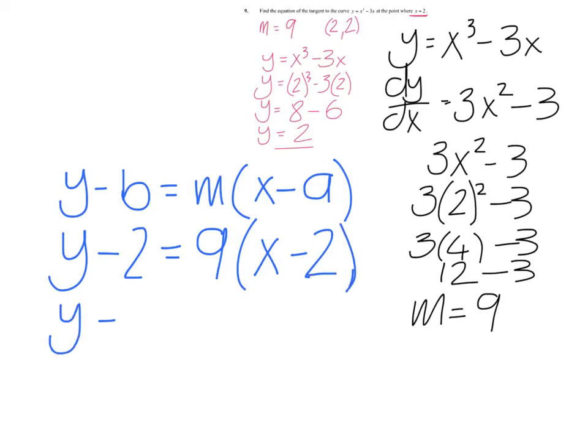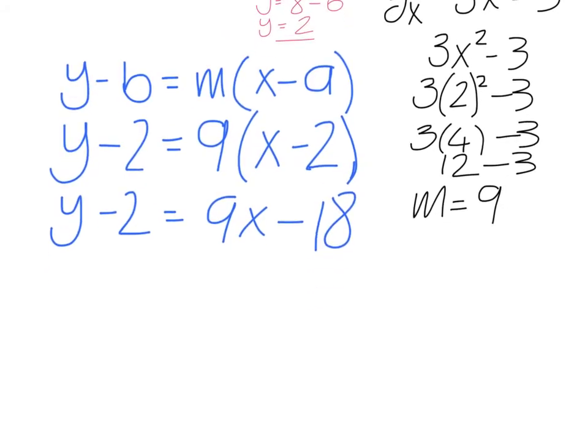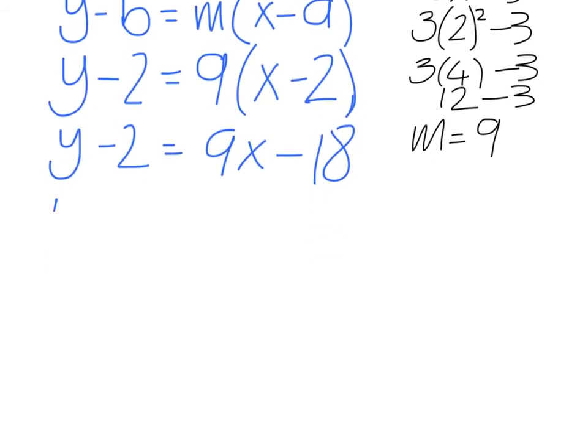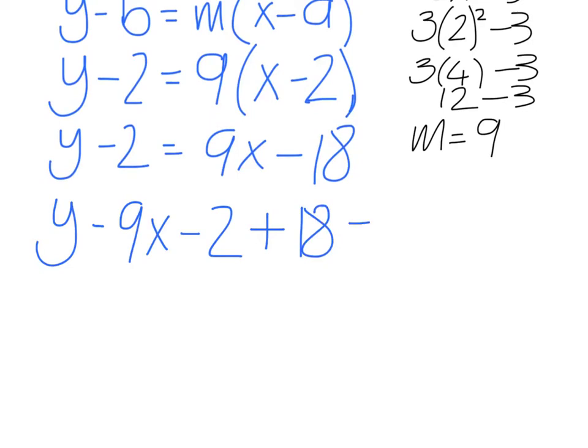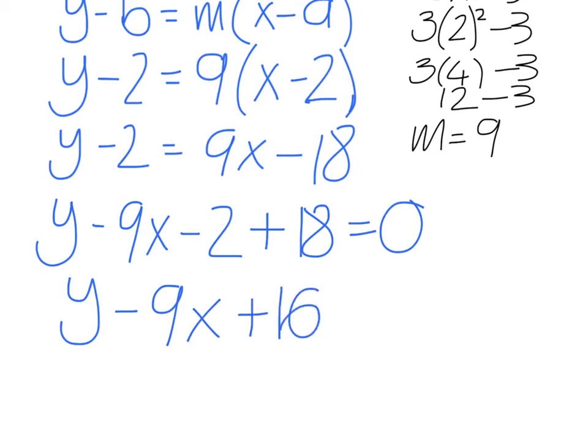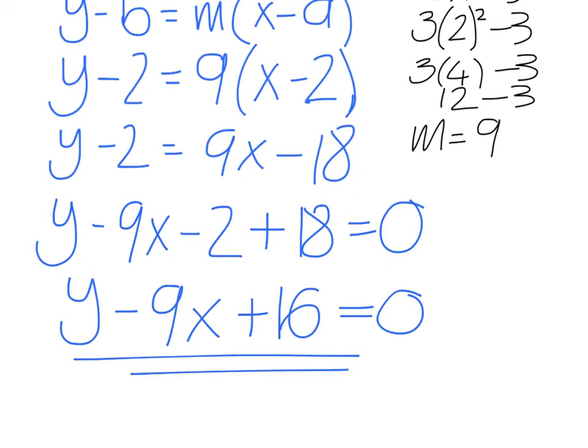So y take away 2 equals 9 times x, which is 9x, then 9 times 2, which is 18. Collecting that all to one side gives us y minus 9x minus 2 plus 18 equals 0. So that's y minus 9x minus 2 plus 18 is plus 16, and that equals 0. And that is the equation of the tangent at the point x equals 2.